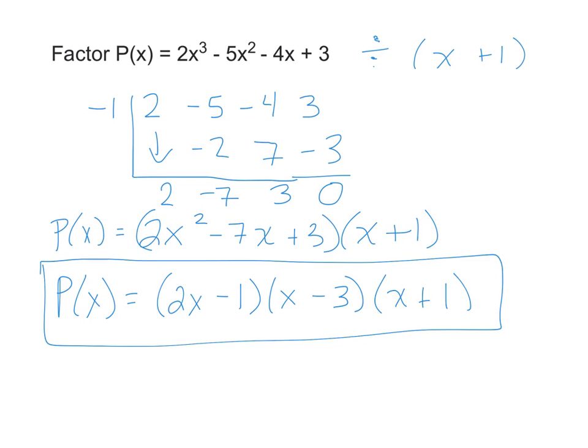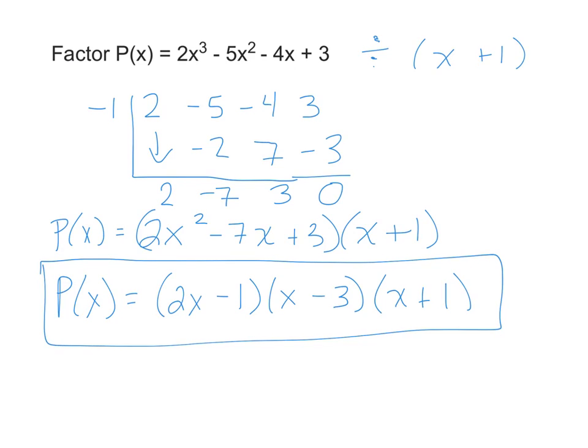You can also check your answer by graphing. If you were to graph this polynomial, where would the zeros of it be? Do you know? 3, negative 1, and positive 1/2. 1 divided by 2. So you could check it that way as well, and we'll talk more about that graphing aspect later. But if you're doing some work and you want to check, that's how you could check.